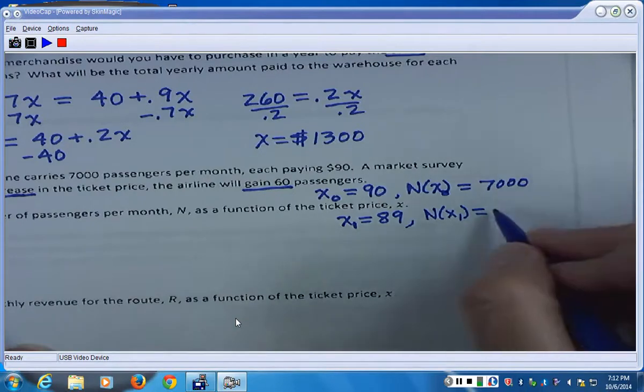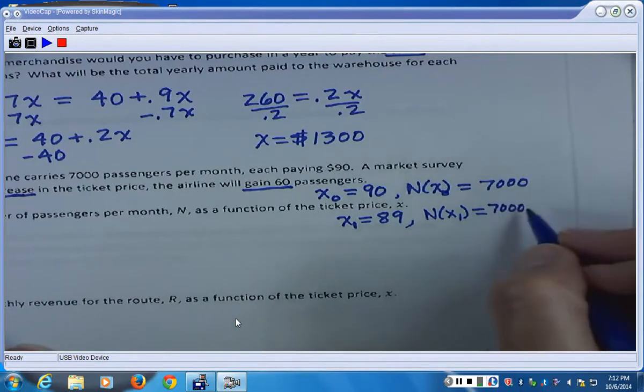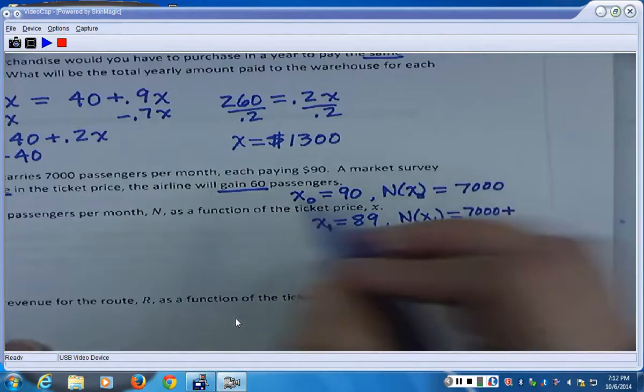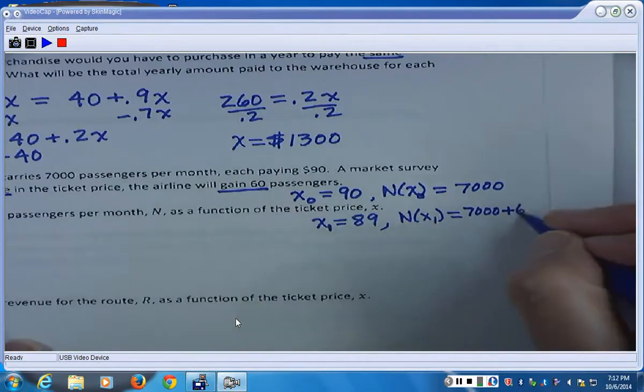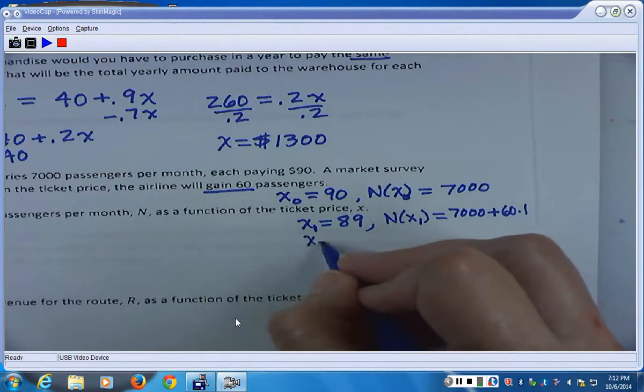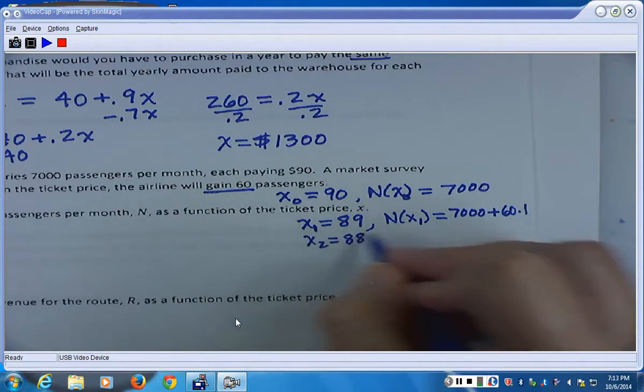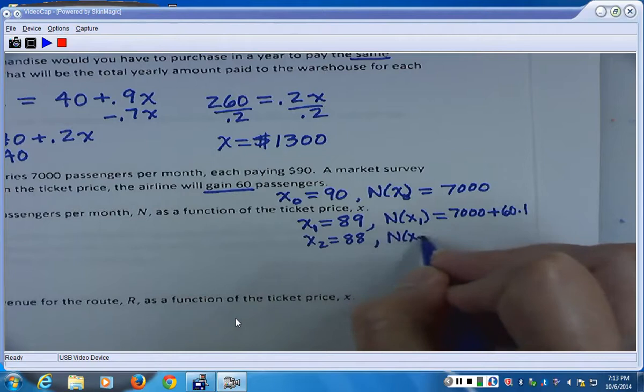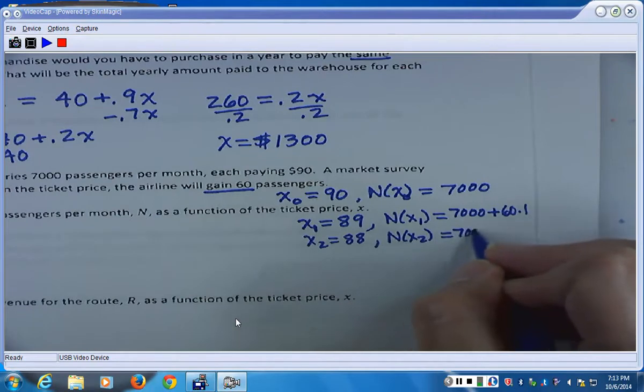We're going to have 7,000 plus, it's going to gain 60 times 1. We're going to gain 60 passengers. Every time our ticket price goes down by $1, we're going to gain another 60 passengers. What if X2 is 88? N of X2 is going to be 7,000 plus 60 times 2.